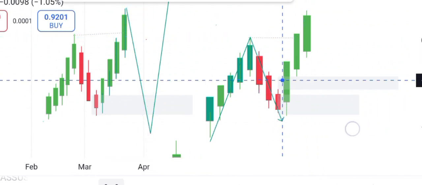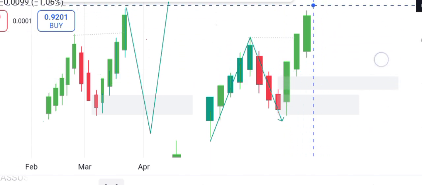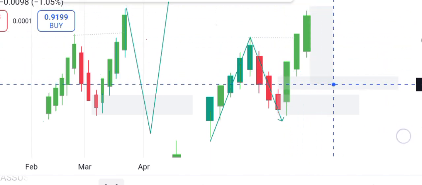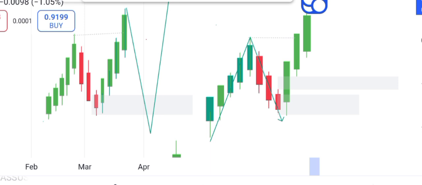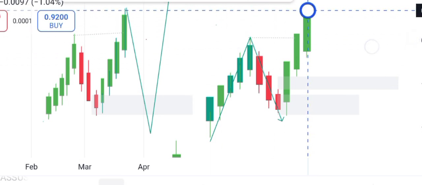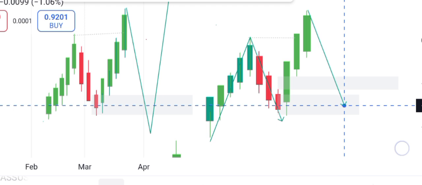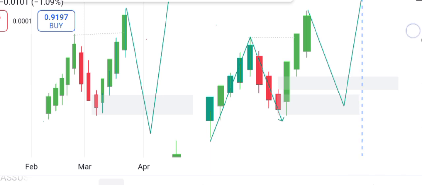In this zone here, we have a fair value gap that, when the market is coming back on that retracement, is going to fill the fair value gap zone, and is going to respect the demand area here to just continue pushing to the upside.